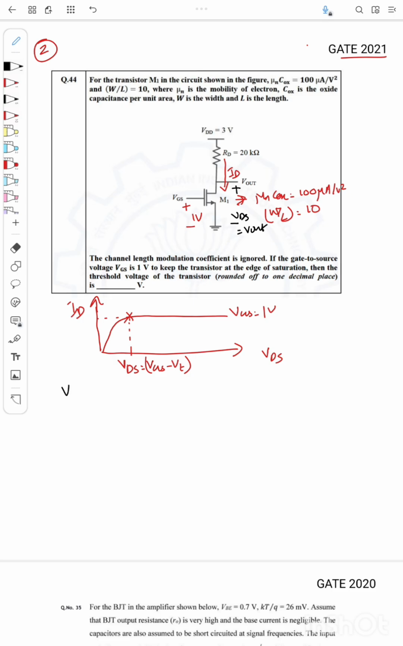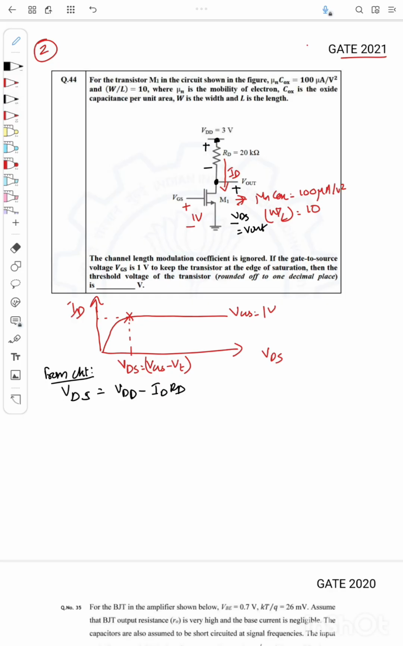So from the circuit, VDS is equal to, the above voltage is 3 and there is a current flowing from top to bottom, so there is a voltage drop like this, and that voltage drop is ID into RD. So I can say 3 minus this ID RD will be the remaining voltage at this point, that is equal to VDS. So I can write VDD minus ID RD.